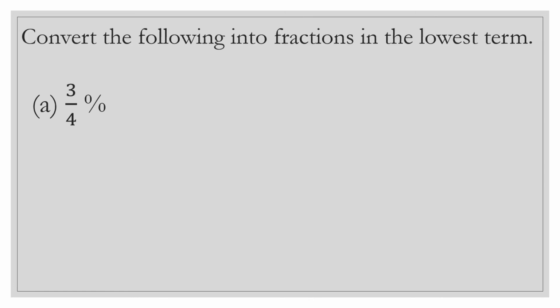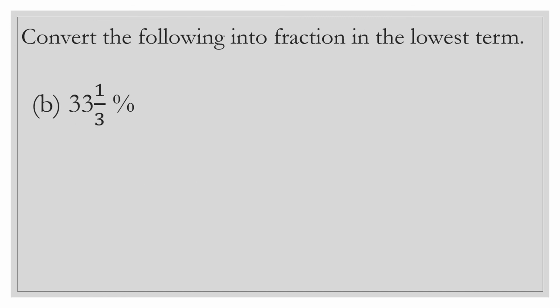Let us solve one more question. Convert the following into fractions in the lowest term. Question number A, 3 upon 4%. Remember, if we remove the percentage sign, always divide by 100. So 3 upon 4% is equal to 3 upon 4 multiplied by 1 upon 100. Now simplify. But it cannot be further divisible. So do the multiplication. If we multiply, we get 3 upon 400. So the answer is 3 upon 400. See, 3 and 400 have no common factor other than 1. So 3 upon 400 is in lowest term.